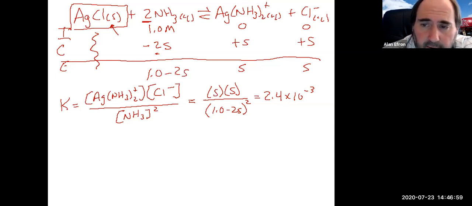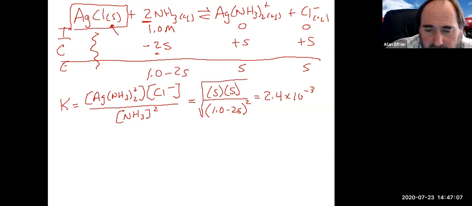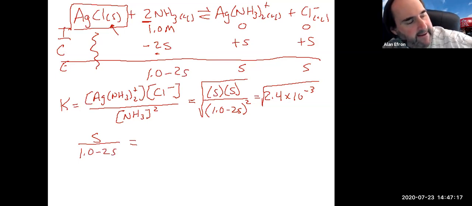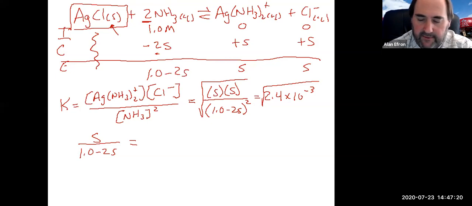So hopefully you could also recognize that this is a perfect square. So I'm just going to put a giant square root on both sides. And when I do the giant square root on both sides, that will give me S on top, 1.0 minus 2S on the bottom. And I'm not going to hopefully forget to take the square root of that other side. So when we do that now, square root of 2.4 times 10 to the minus 3 is going to give us 4.89, I guess I could have rounded, 9 times 10 to the minus 2.